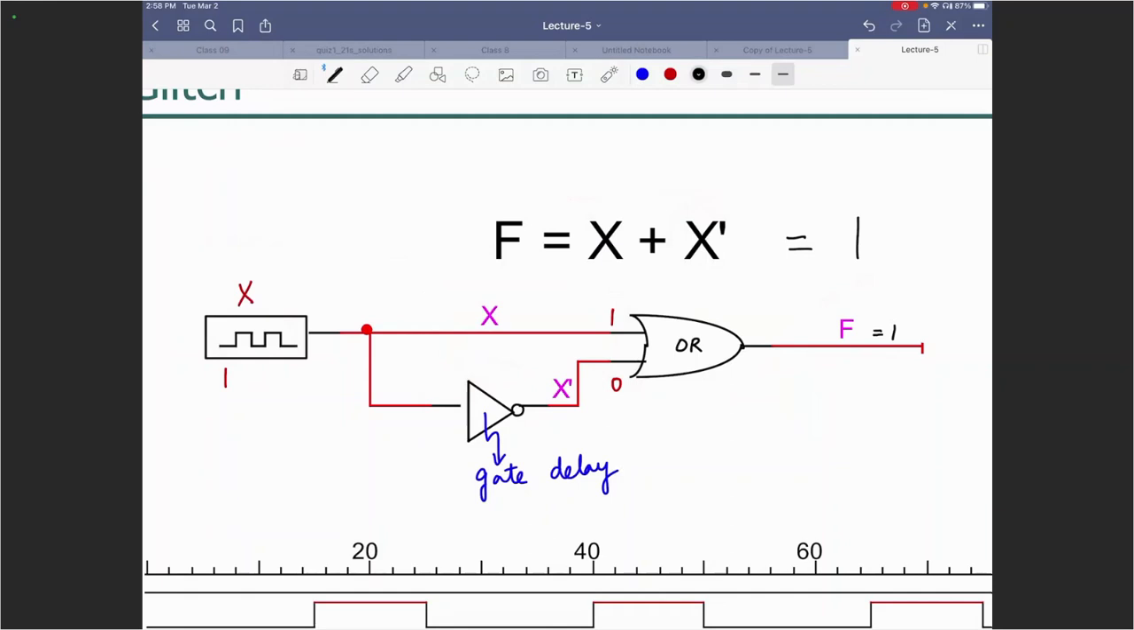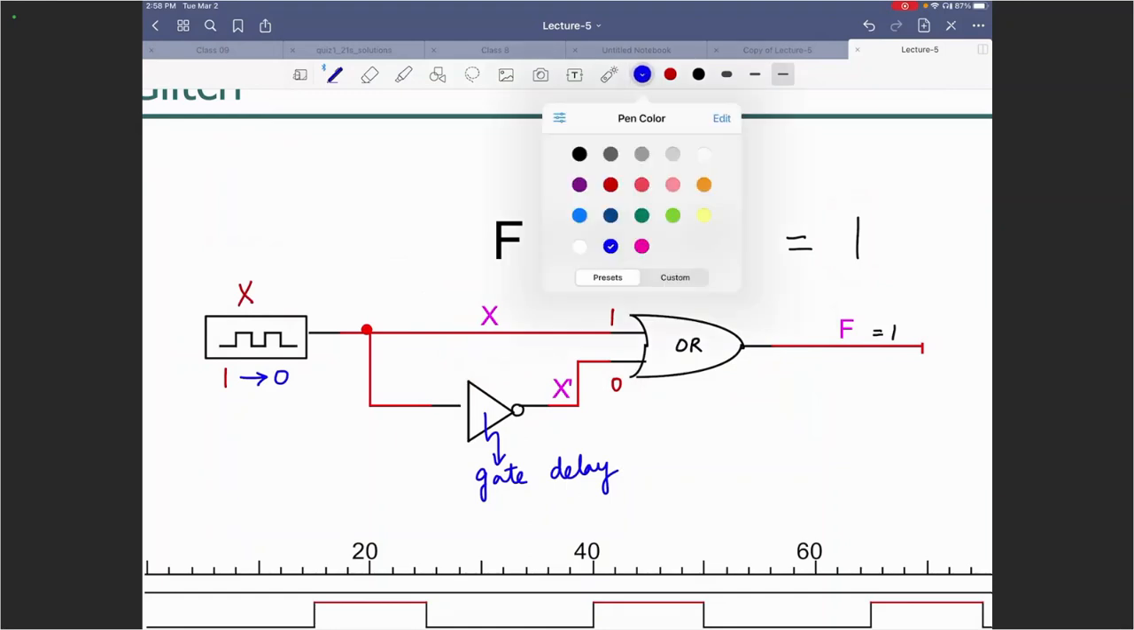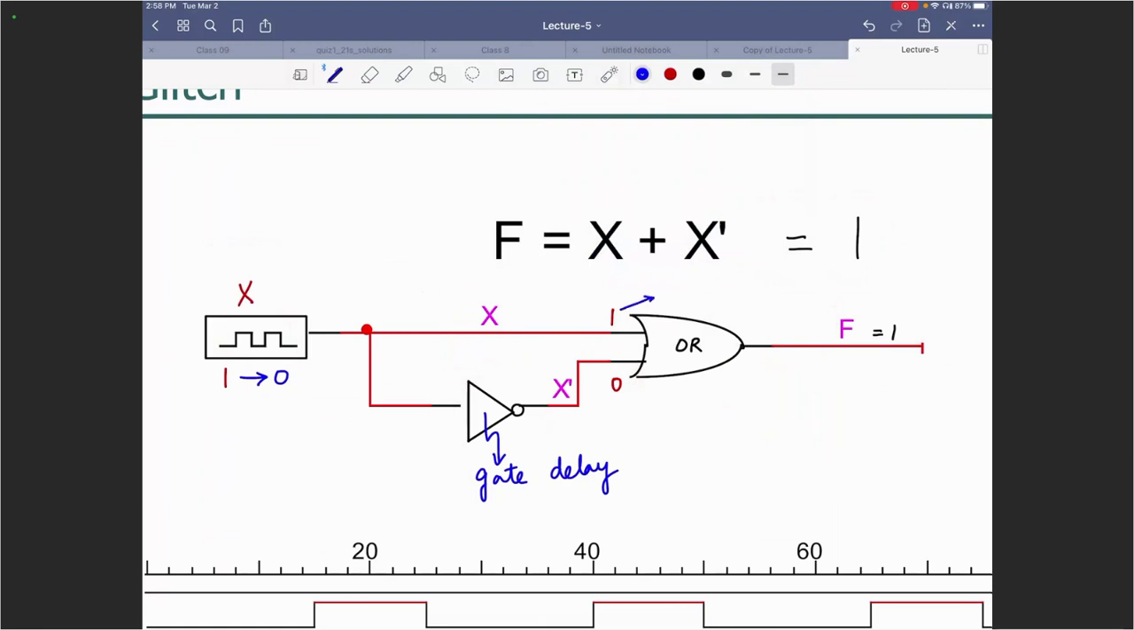Right now, it's all okay. Things are good because I was expecting a 1 based on my logic function, and I got a 1 over here because this was available. Now, let's try to change it. Let's try to change this guy from 1 to a 0. The moment you change the input from 1 to a 0, this guy changes immediately, 1 to a 0. But this guy doesn't change immediately. It takes time.